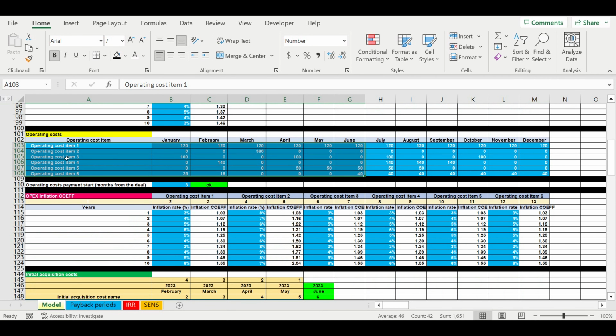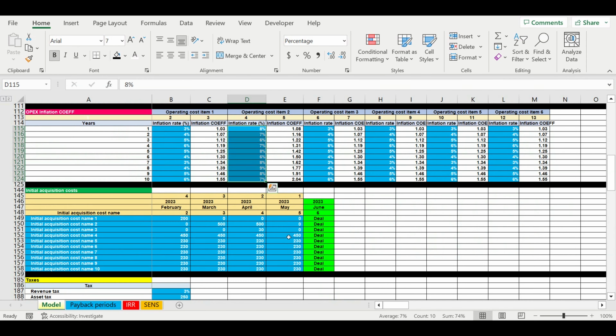Then we inflate different operating cost items. So this is the list of operating costs. Here they are, and here we inflate these operating costs because they may grow with different speed, and this will affect financial efficiency, profitability, profit, the level of profit, and so on.